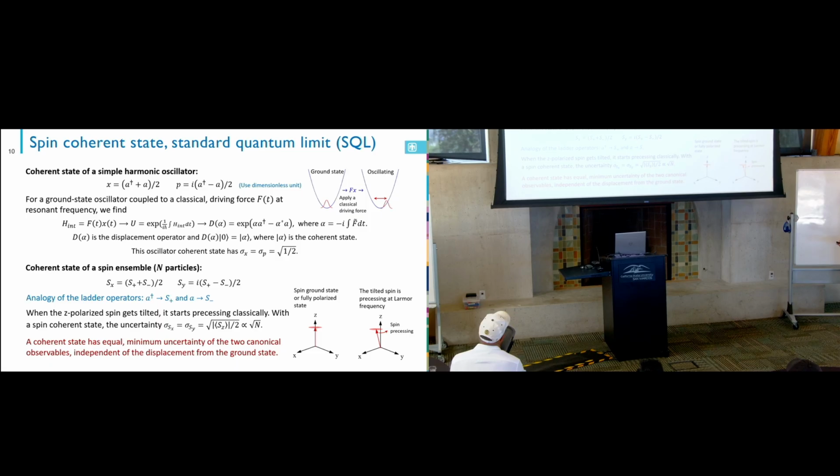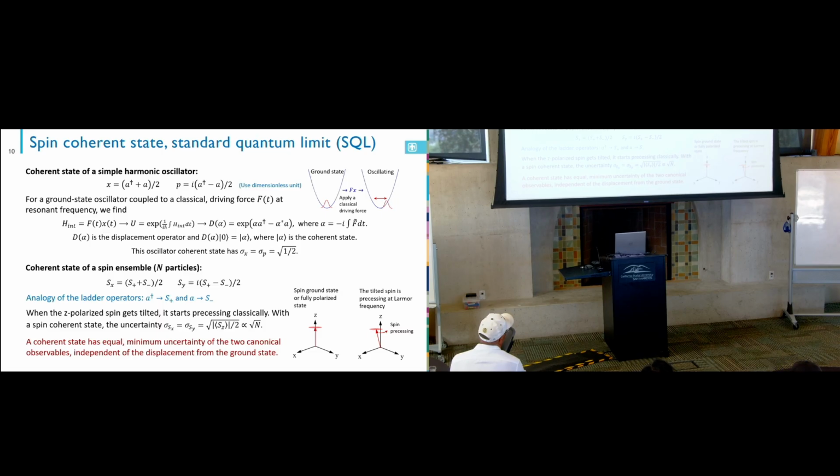We define S plus and S minus. So Sx can be decomposed into these two, and Sy the same thing. And S plus and S minus are equivalent to the creation and annihilation operators. And just do something similar again. So we talk about the ground state. The equivalent ground state for a spin system is when the spin is pointing along the z direction. When we tip the spin a little bit off from the z axis, it starts precessing, and the precession frequency is similar to the oscillation frequency for a simple harmonic oscillator.